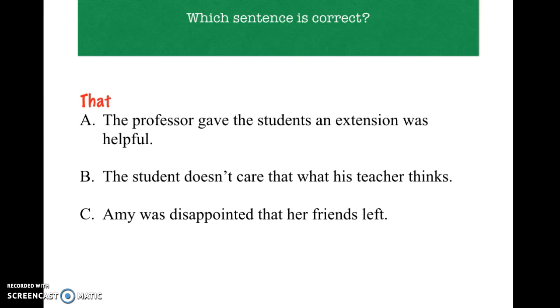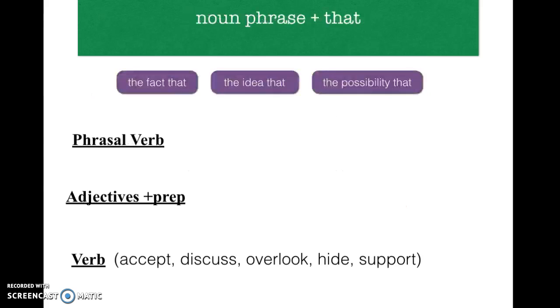But actually, this is very, very rare. It doesn't happen very often. If you see two of them together, more than likely you can take one of them out. The student doesn't care what his teacher thinks. And then lastly, we have Amy who's disappointed that her friends left. That's fine. So just be careful not to have two relative pronouns together. Very often it doesn't work.